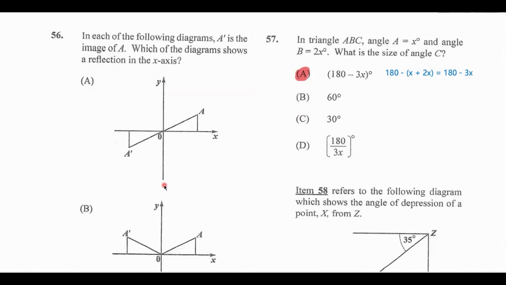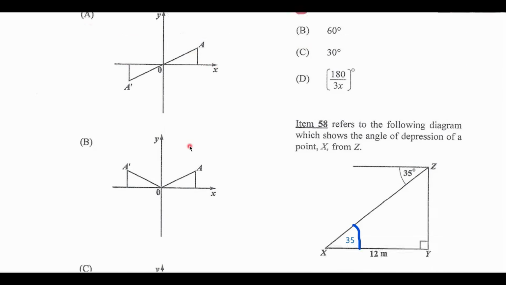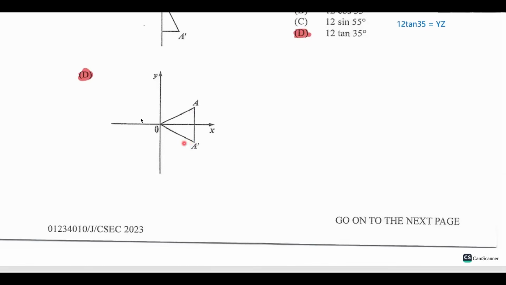Question 56. In each different diagram, A prime is the image of A. Which diagram shows a reflection in the x-axis? Well, an x-axis reflection here will be downwards, right? That's it. That's D, right? Reflection downwards.